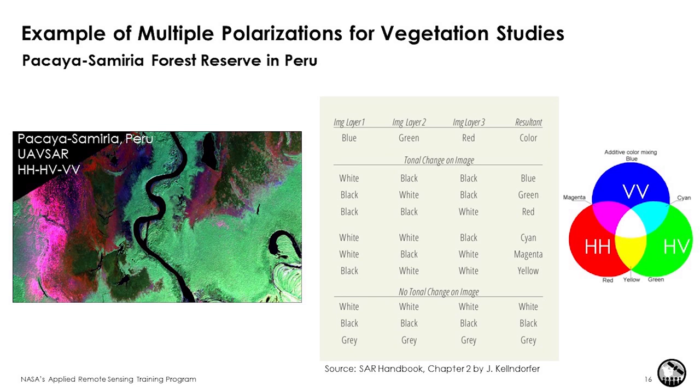And the table that I've placed here, which comes from the SAR Handbook Chapter 2, is a really great guide that summarizes the resulting colors based on different tones of an image. So we know that if you have an RGB image and some areas look green, that means the image that's in the green channel has a very bright tone. But there are all sorts of combinations of colors. So this table is a good guide to understand how to interpret RGB images.